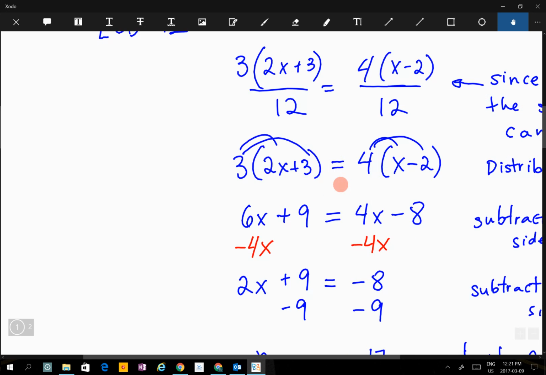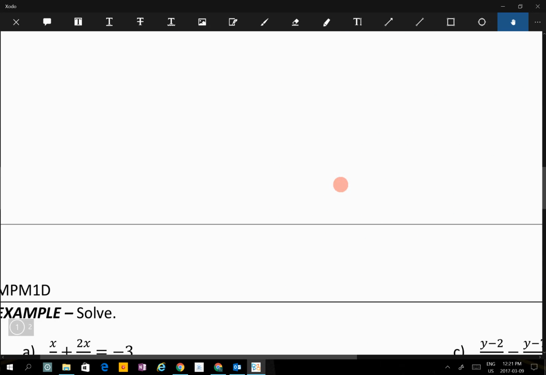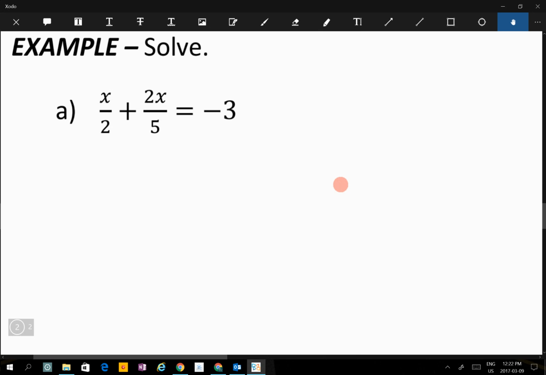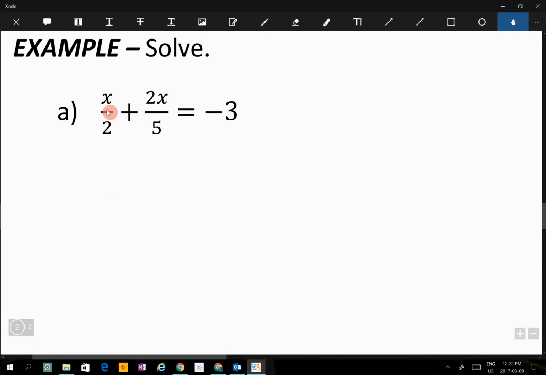Okay? So let's show you this through some examples. Example 1, here's an equation. On the left side, I have the addition of two fractions. I have to find the lowest common denominator between 2 and 5, which is 10. So I'm going to convert the entire equation into fractions with the denominator of 10. The LCD is equal to 10.